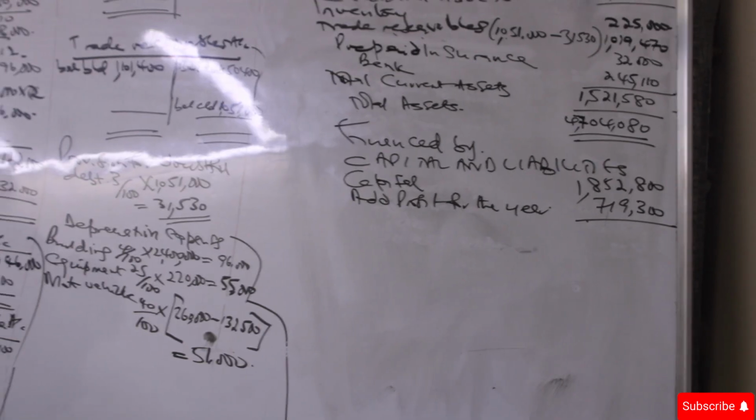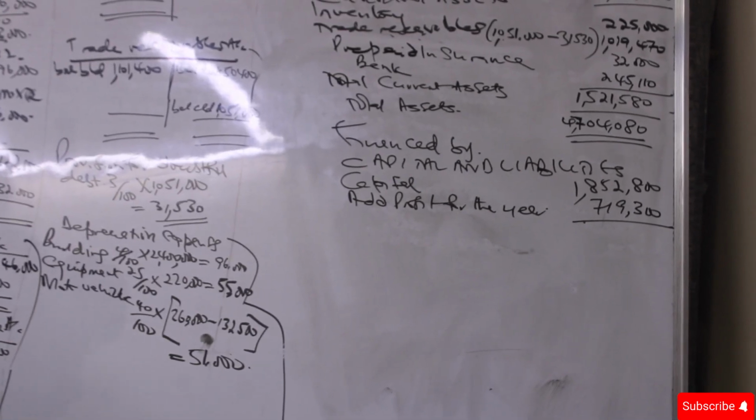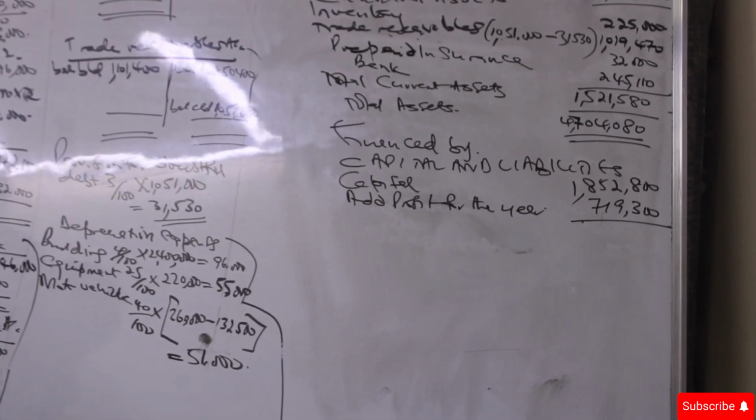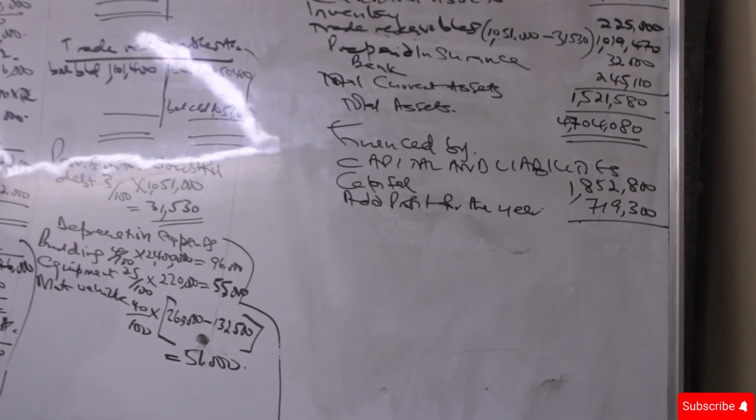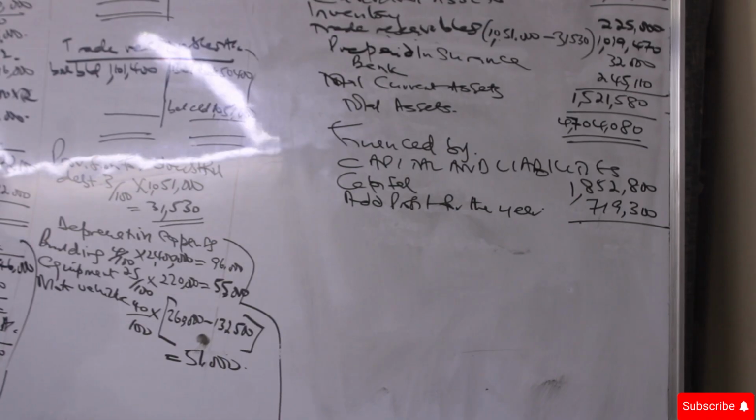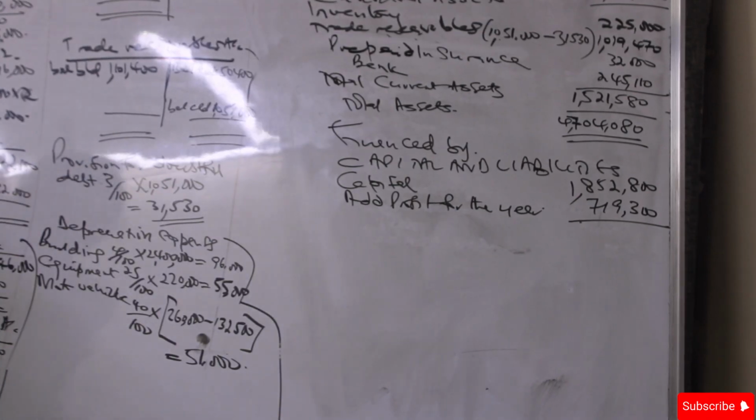We add 1,852,800 plus 719,300, and we get a figure of 2,572,100.